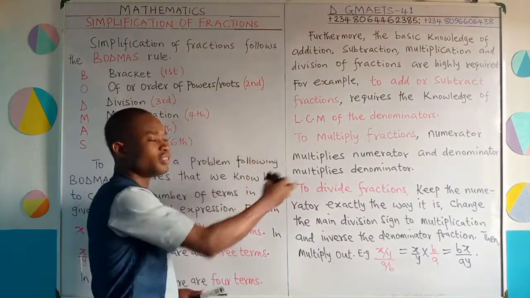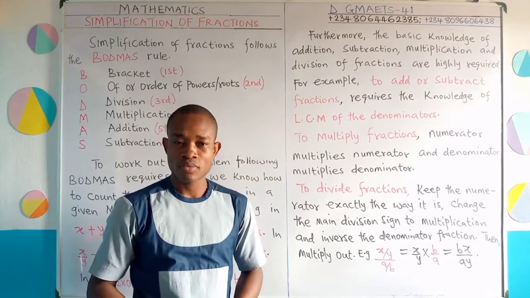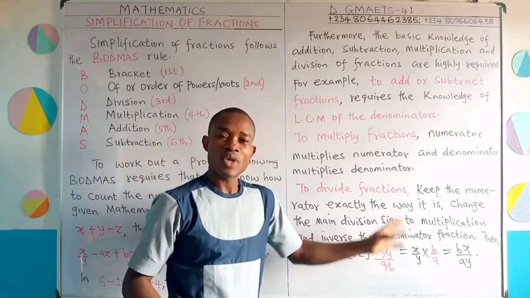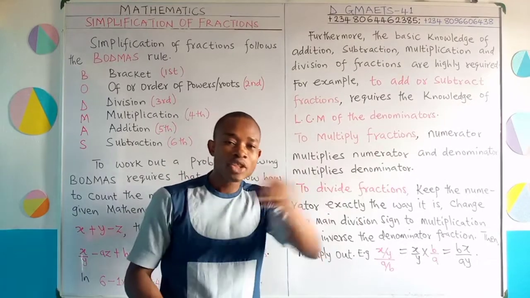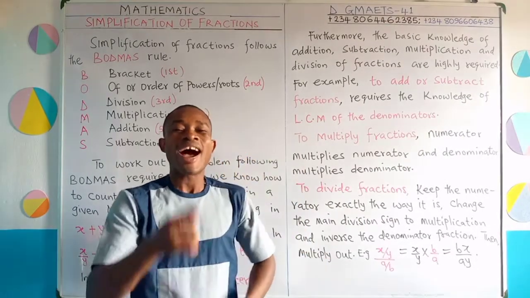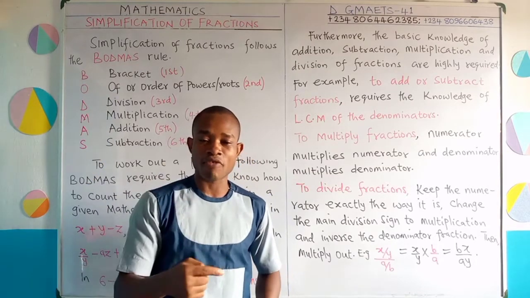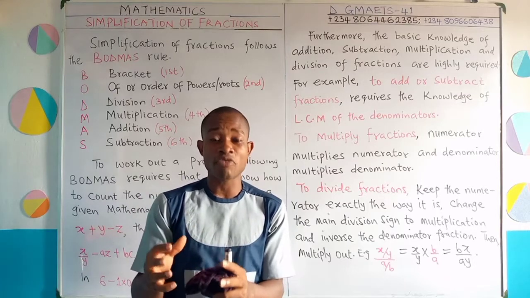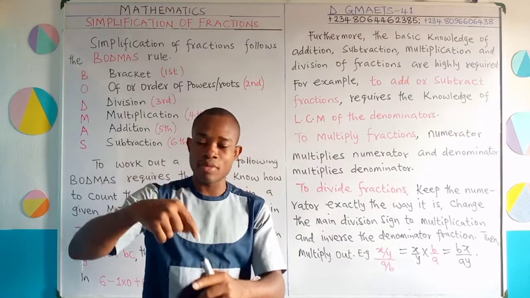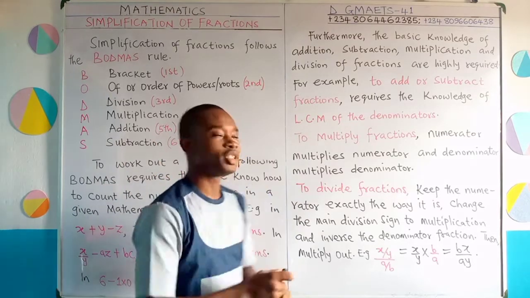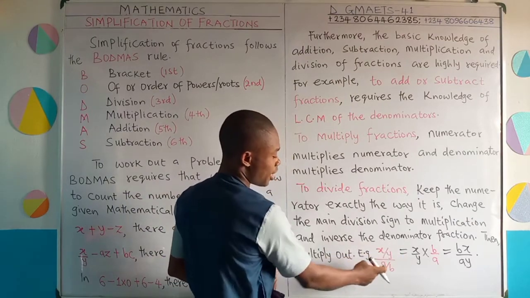And then finally, division of fraction. How do you divide fractions? Now you have the principle here. You have to keep the numerator exactly the way it is, change the major division sign to multiplication, and then inverse the denominator fraction. What does it mean to inverse the denominator fraction? It means in the denominator, if you have a fraction there, the denominator of that fraction will go to numerator and its numerator will become denominator. Please, let me show this quickly for you to understand. Although we have this example here, x over y divided by a over b.